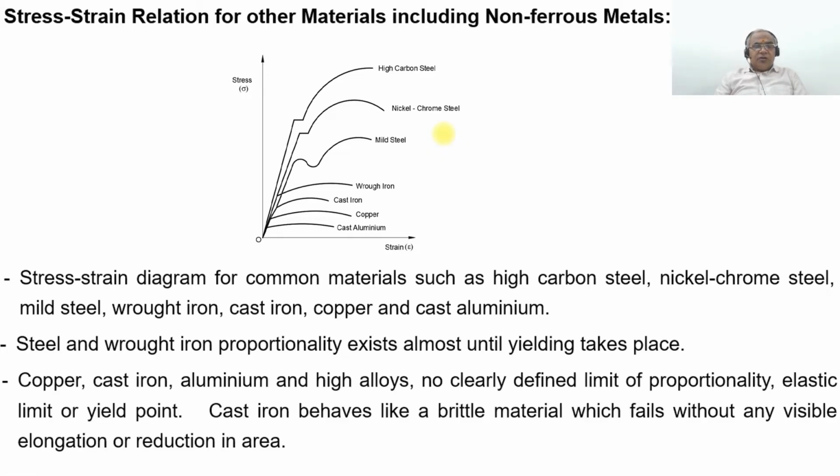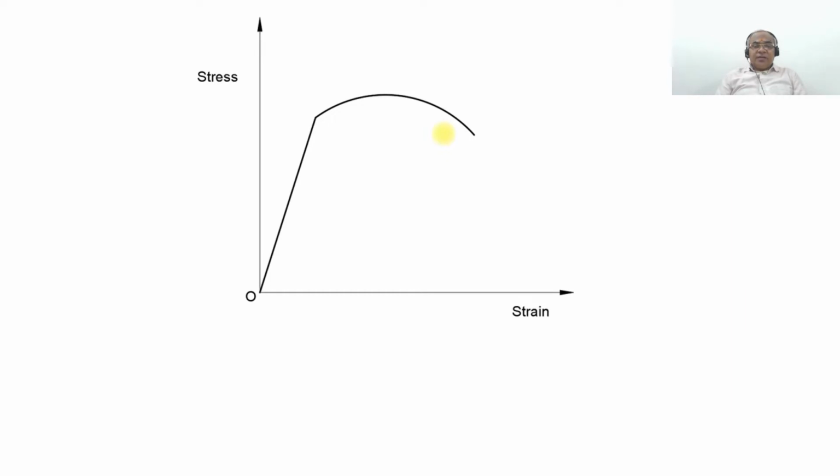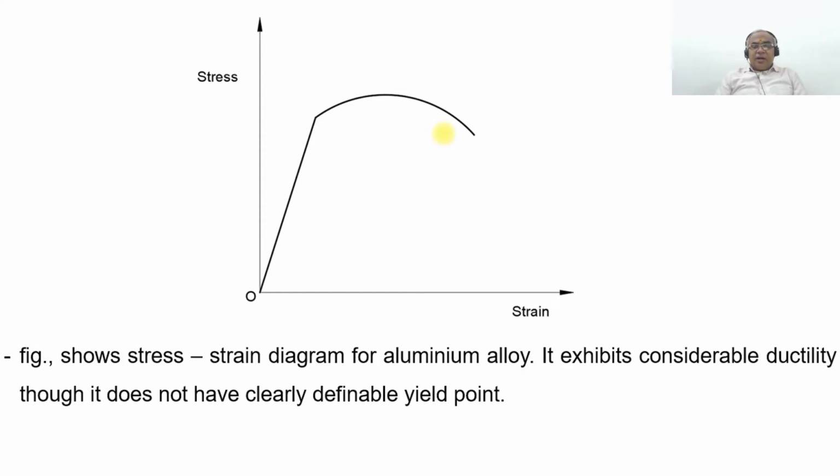When you go for copper, cast iron, aluminium and higher alloys like nickel chrome steel and high carbon steel, those two being the higher alloys, there is no clearly defined proportionality limit, elastic limit or yield point. Cast iron behaves like a brittle material which fails without any visible elongation or reduction in area. An aluminium alloy exhibits considerable ductility, though it does not have a clearly definable yield point.